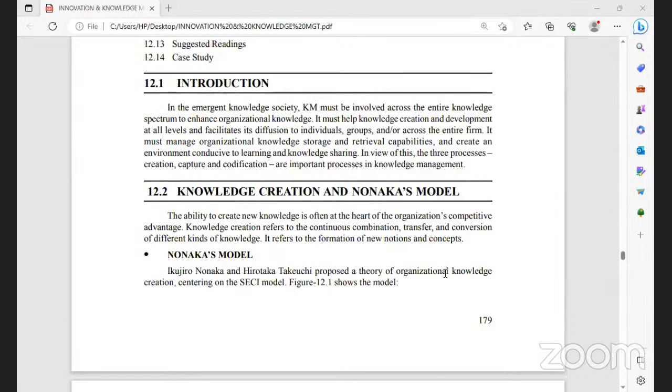The ability to create new knowledge is often at the heart of the organization's competitive advantage. To be frank and honest, whenever there is a competitive environment, only then will quality evolve. If there is no competition, there will not be any quality in that particular environment. That is the truth. The same philosophy, morals, and ethics apply to knowledge creation also. Knowledge creation refers to the continuous combination, transfer, and conversion of different kinds of knowledge. It refers to the formation of new notions and concepts.